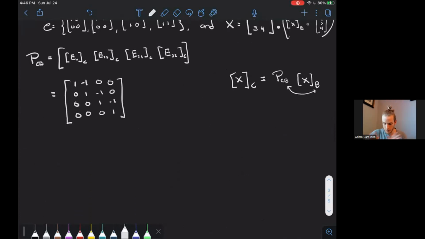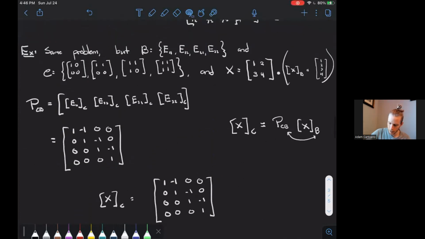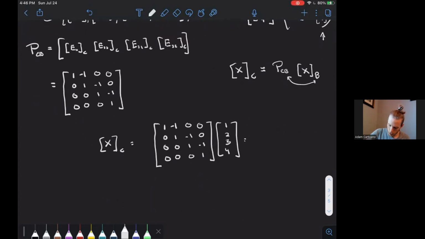Okay, and so the point is we have the right matrix. So the coordinate vector of x with respect to C is quite literally this matrix times this vector, the one that we computed before. 1, 2, 3, 4. And when you do that product, you get the vector 1 minus 2 is -1, 2 minus 3 is -1, 3 minus 4 is -1, and 4 times 1 is 4.